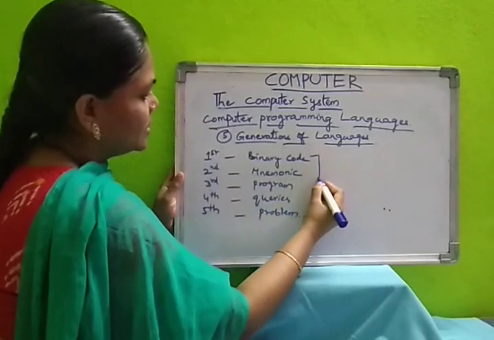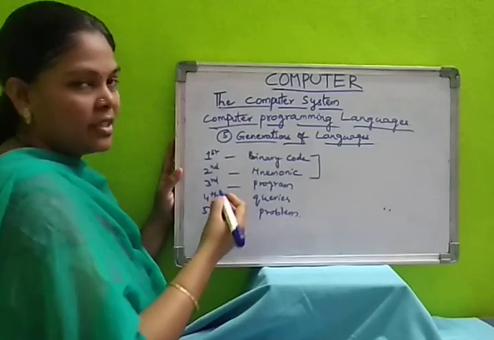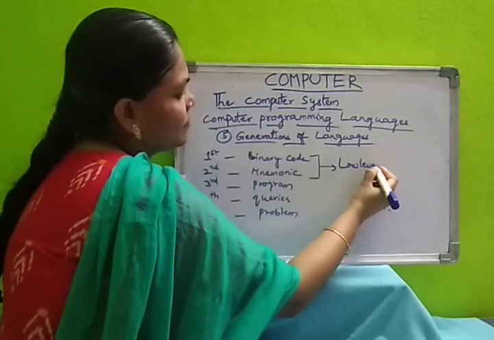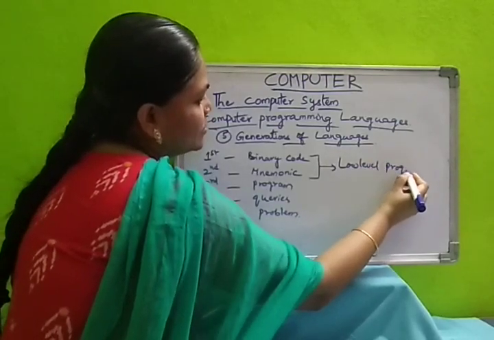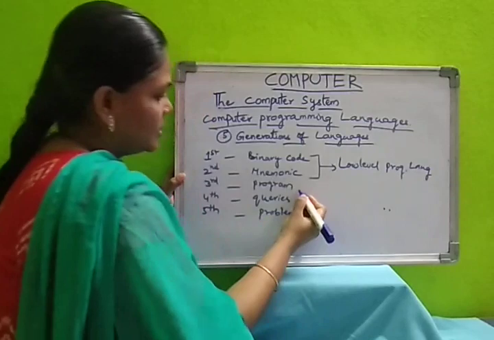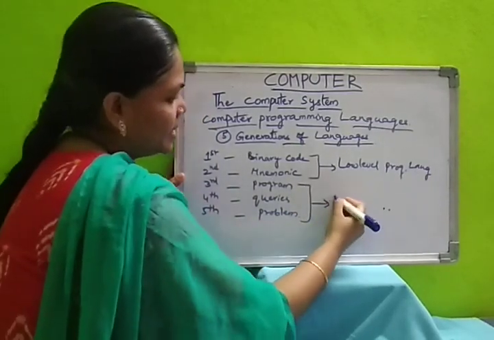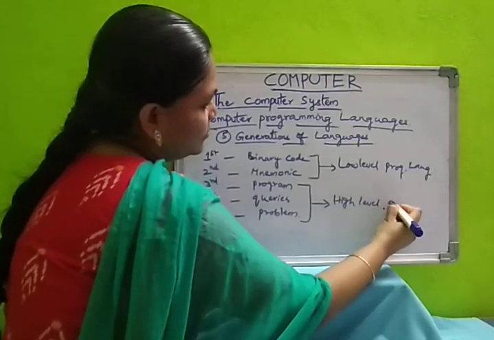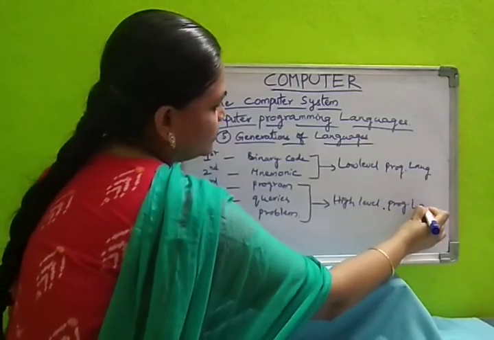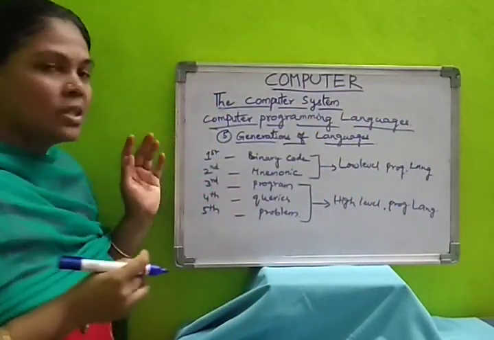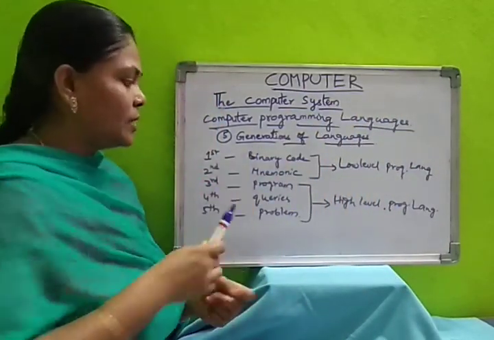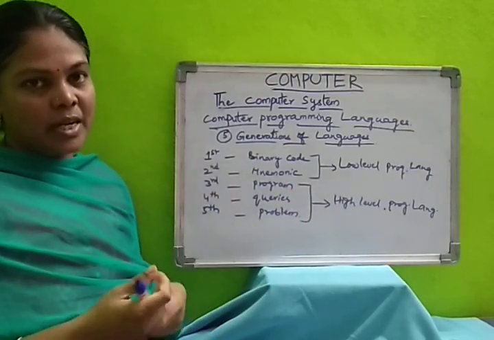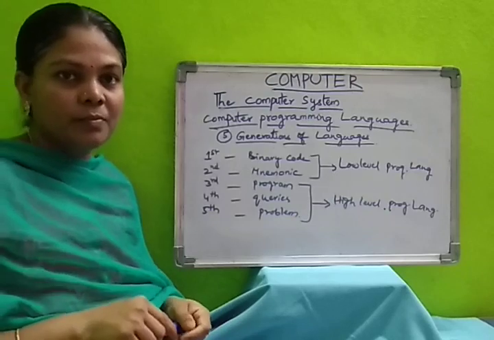So the first and second generation programming languages come under low level programming languages. And the third, fourth and fifth generation languages come under high level programming languages. Okay children, hope you all understood. I will show you examples of all these programming languages in the video so that you can understand and remember better.